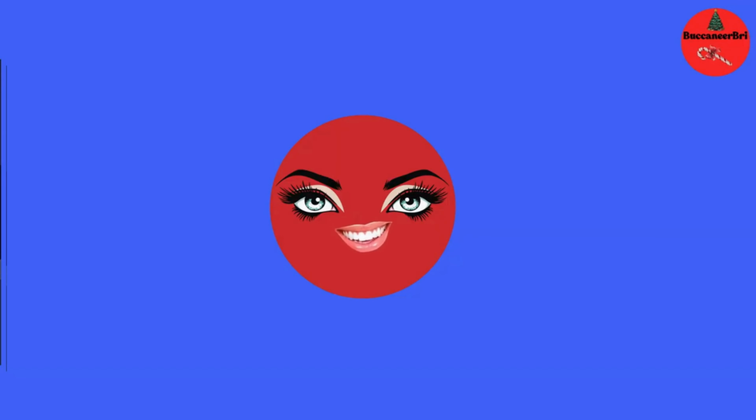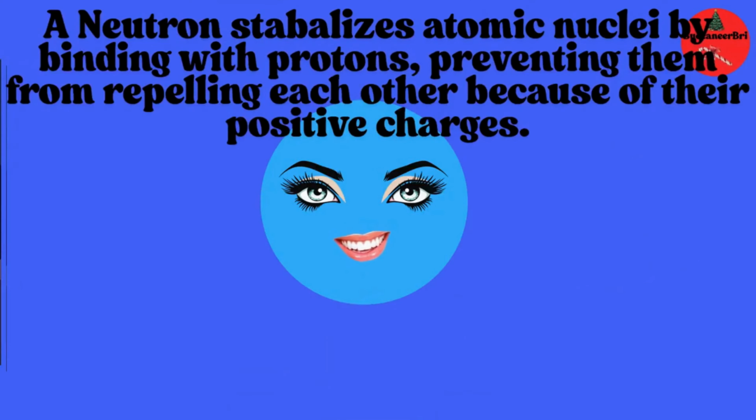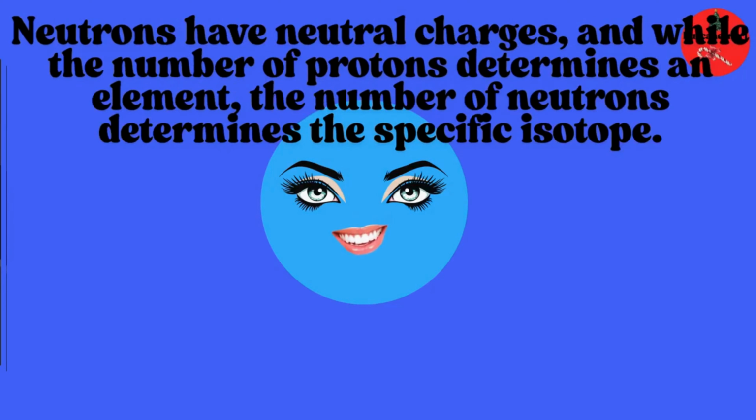We are positively charged particles found in the nucleus of an atom, and the number of protons an atom has is its atomic number, which is unique to each element. I am a neutron and I stabilize atomic nuclei by binding with protons, preventing them from repelling each other due to their positive charges. And neutrons have neutral charges.